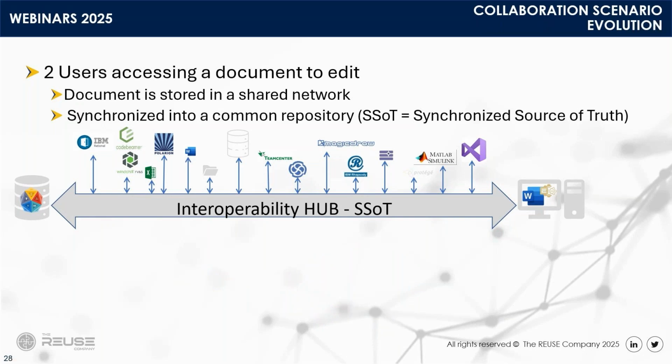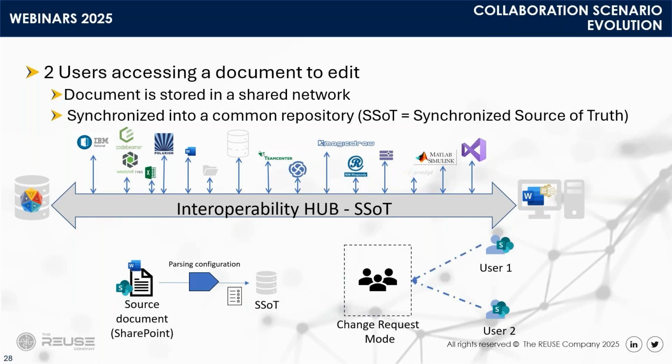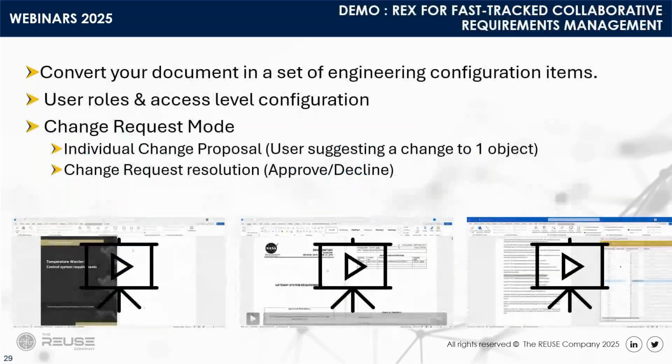In the evolutions that we'll be introducing in the next versions, we would like to share this document in SharePoint. So the difference with the previous use case is in the way we access the tool. So the two users will be contributing at the same time, producing change requests, and then the same will occur at the end. We will decide to either reject or accept the change request. Okay, so let's go to the demo now.